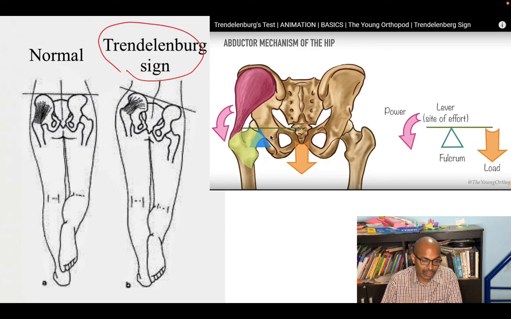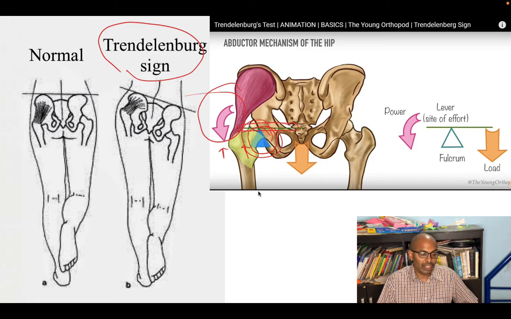It has many parts. It has the fulcrum, it has the lever, and then it has the power, or the abductor muscles. What are the abductor muscles? The gluteus medius is the main abductor. So if there is an affection of the muscles or paralysis of the gluteus medius, as seen in poliomyelitis, it can cause a positive Trendelenburg test. That is, the abductor mechanism of the hip is disrupted.